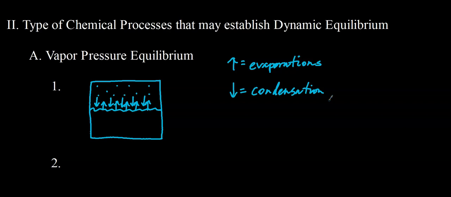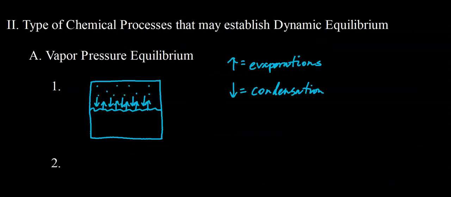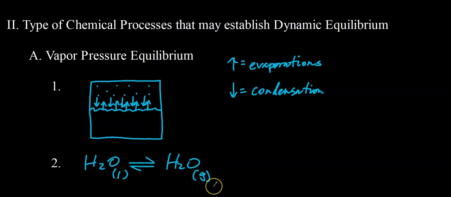So let's go ahead and write the equilibrium equation, we call it. So again, going back to here, this is called an equilibrium equation, where we have a forward and reverse reaction. So we have liquid water on the left, we have water vapor on the right, and the equation read from left to right is the equation for evaporation, and the equation read from right to left is the equation for condensation.